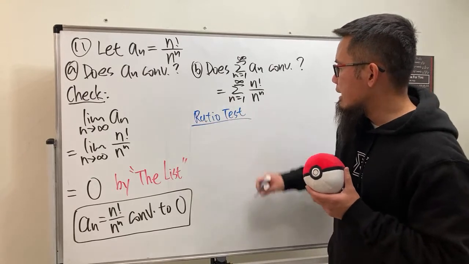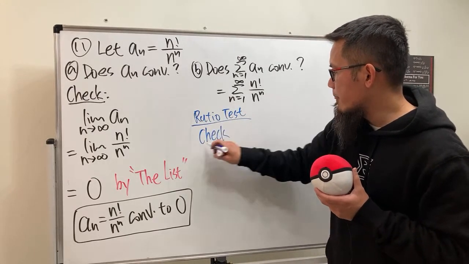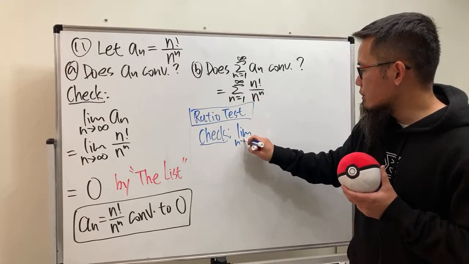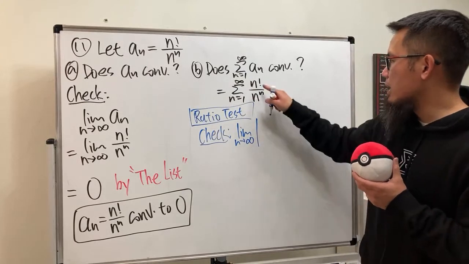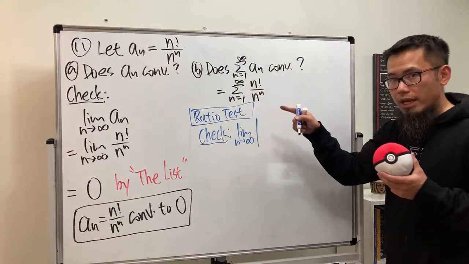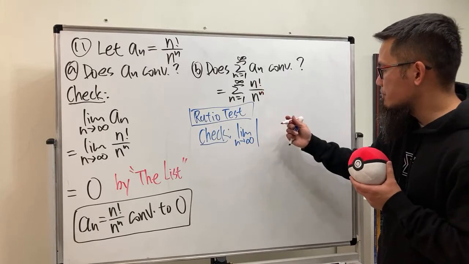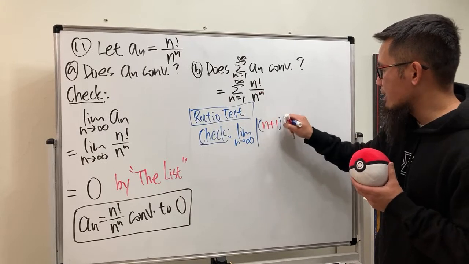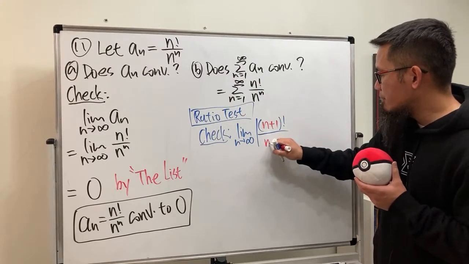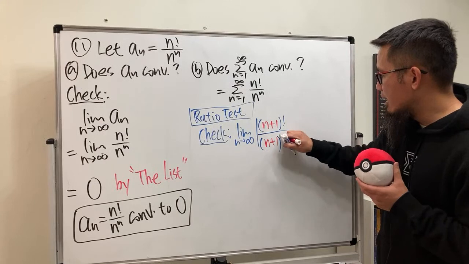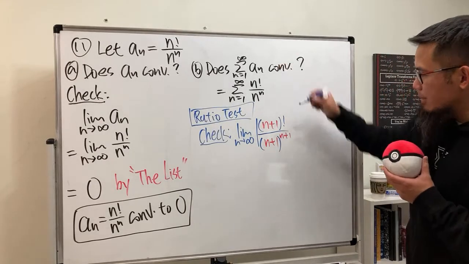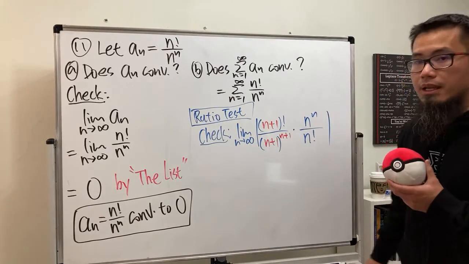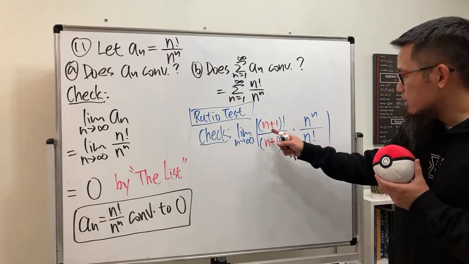And to do so, we are going to check the limit as n goes to infinity. And let's go ahead and just put down n plus 1, right? an plus 1. So this is going to be n plus 1 factorial over n plus 1 to the n plus 1. And you do the reciprocal, so you multiply by n to the n over n factorial. Check this limit. Right now, let's see.